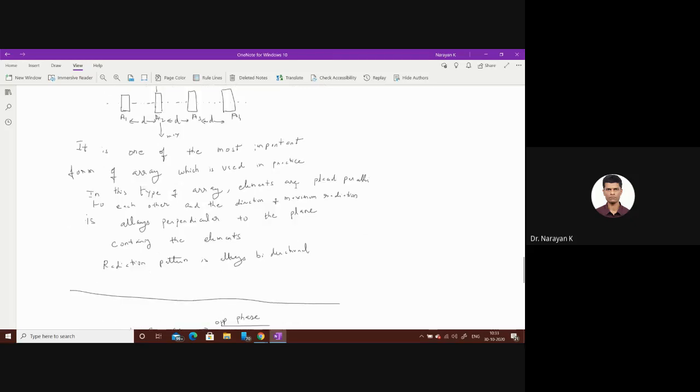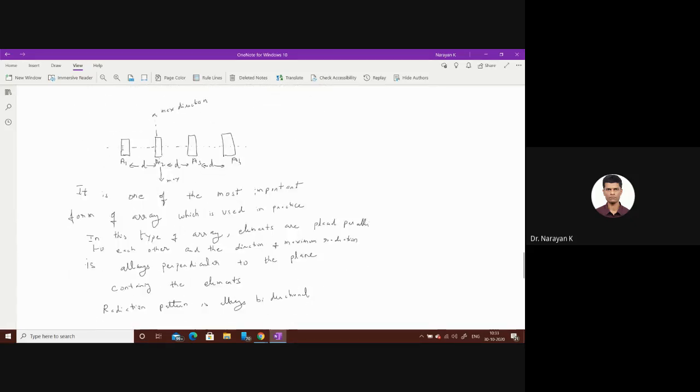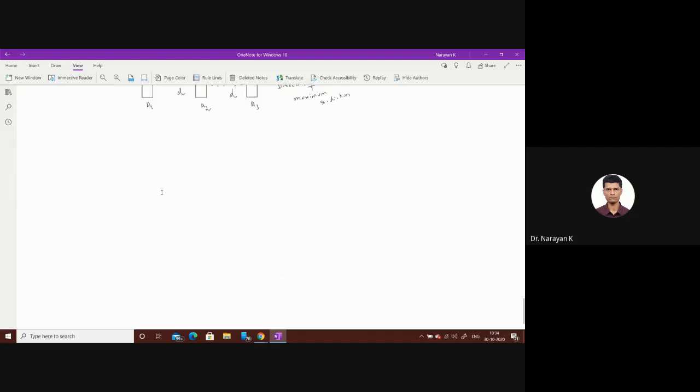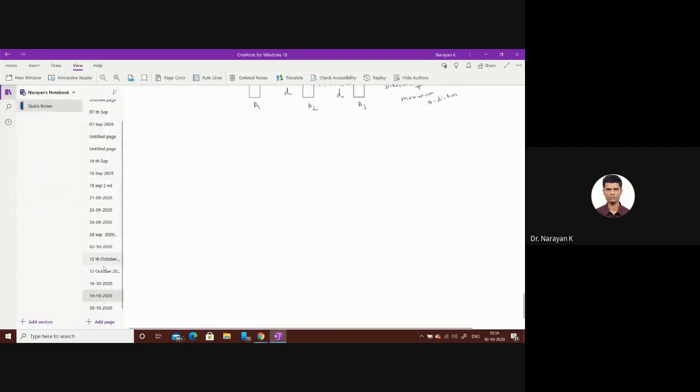So this is the example of broadside array, where the array elements are arranged parallel to it, and the maximum radiation is along the perpendicular to the axis containing the array elements. So this is known as your broadside array and this is known as your end fire array. That is what we have done in the previous class.